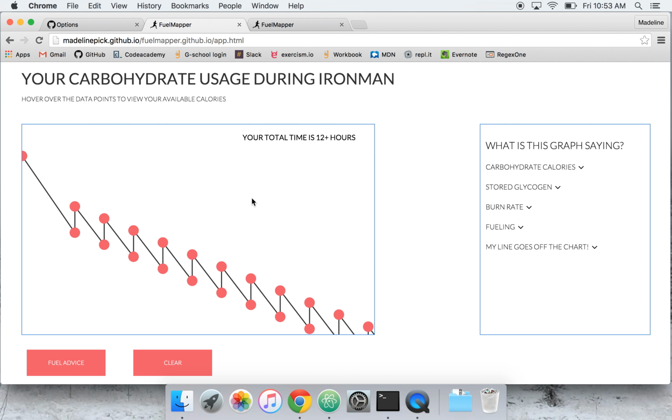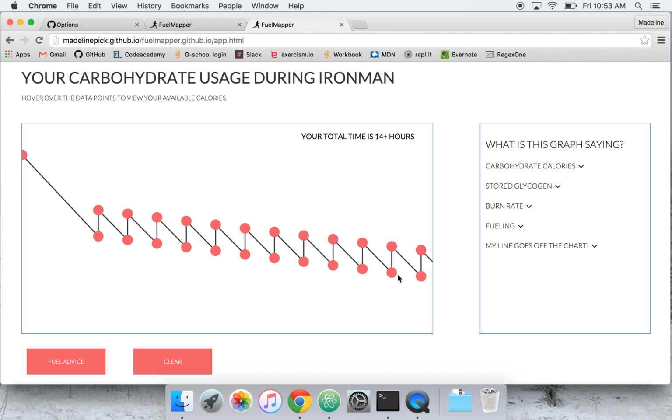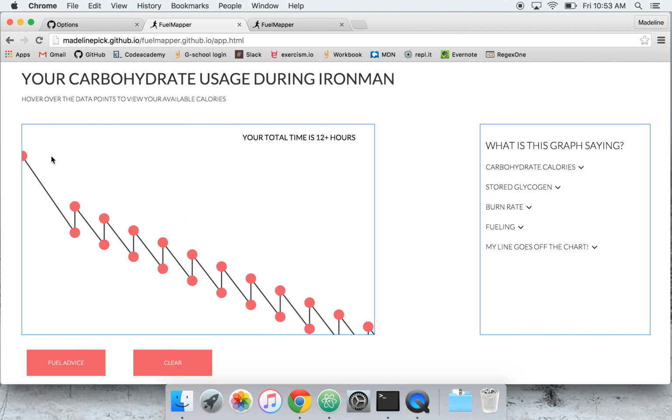And the graph would show you your total time up here for the race, which could be anywhere from 8 to 17 hours. And the graph will actually adjust based on that size. So here I have someone who has a longer race and their chart is bigger. And then for each hour, you could hover over to see how many calories you had available. And the purpose of this is to show you that if your lines go off the graph, which means you're running out of carbohydrate calories, then you need to be eating more per hour.